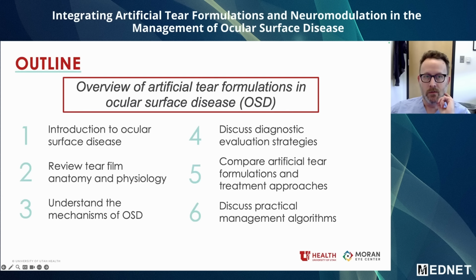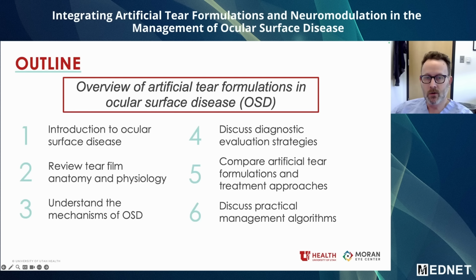These are the objectives of today's discussion. First, we're going to define ocular surface disease and discuss why it should be viewed as a family of disorders rather than a single disease entity. Second, we'll review tear film anatomy and physiology. I know that sounds really basic, but understanding normal tear film function is essential for what we want to understand today. Third, we'll review the major mechanisms that drive ocular surface disease.